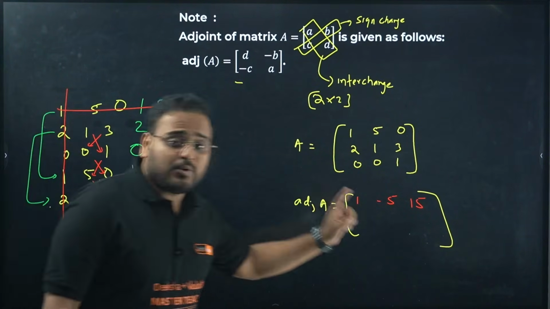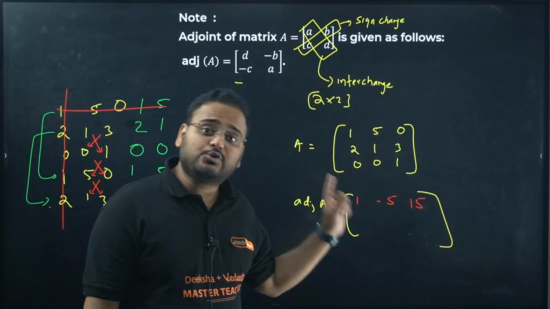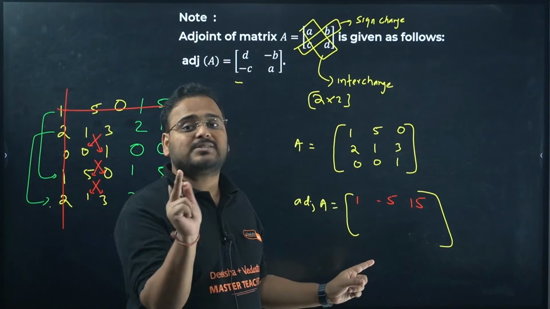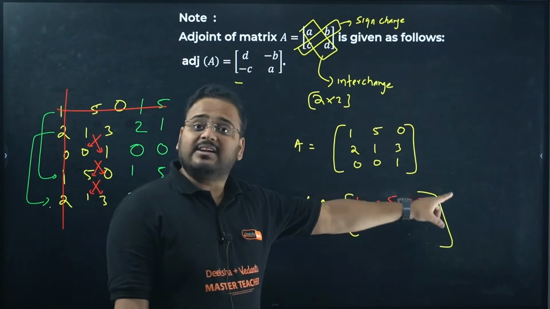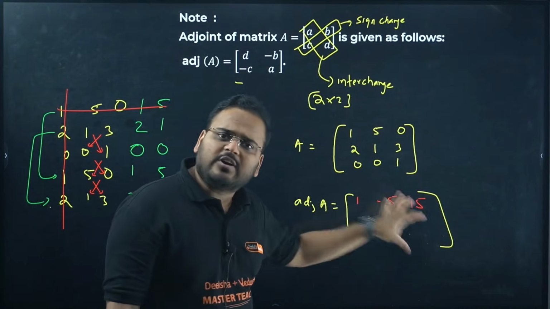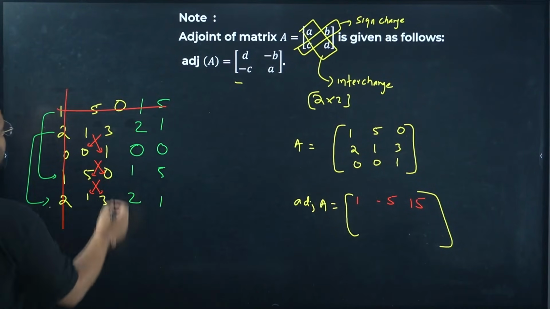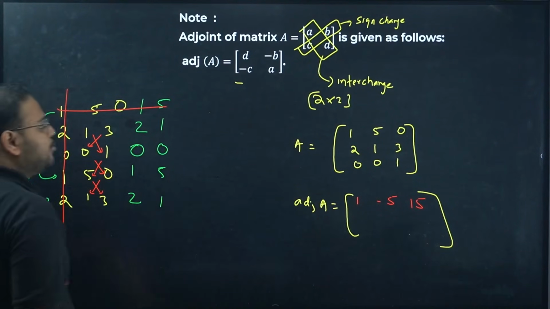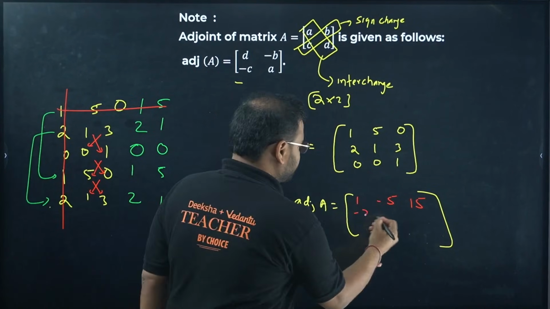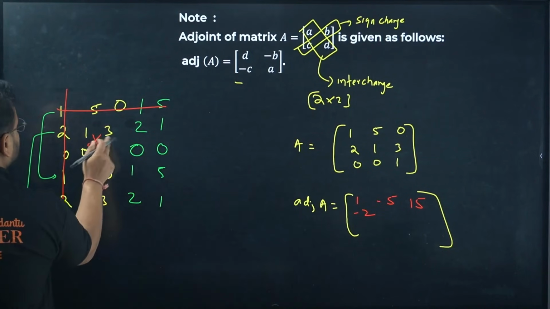You don't have to take transpose over here. This is not the cofactor. This is the adjoint directly. Don't make this mistake, sir, of getting this matrix and then taking the transpose. No, this is already taken care of. Next, 3 into 0 is 0, 1 into 2 is 2. Difference will be there, so minus 2. I'm talking about these now.